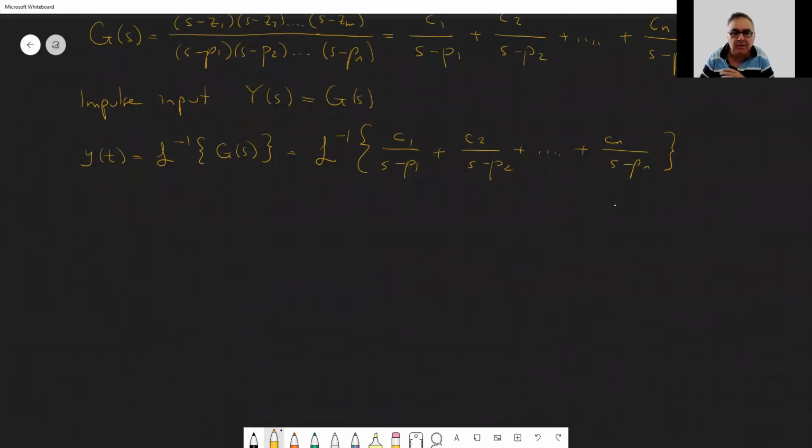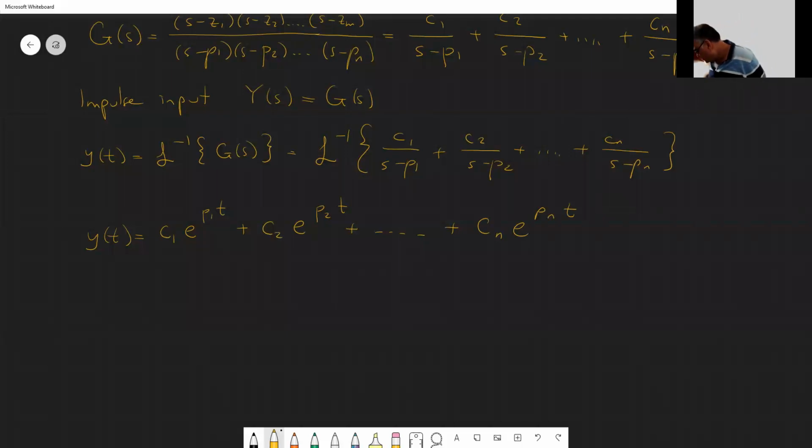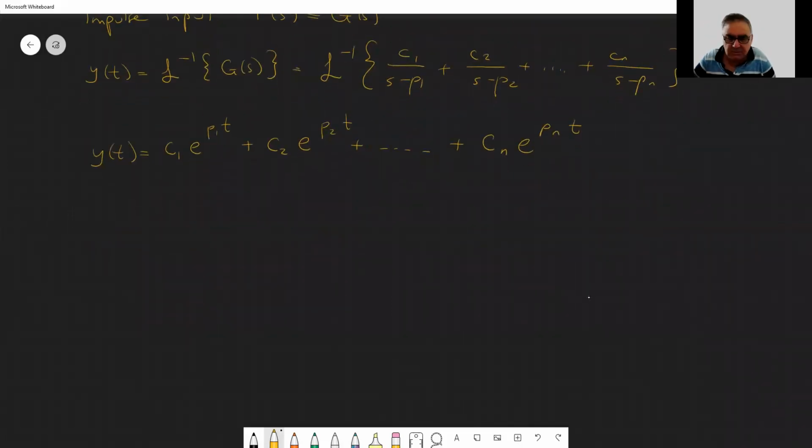Okay. What are these? These transforms are known actually. y(t) is simply C1 e^(p1 t) plus C2 e^(p2 t) plus ... plus Cn e^(pn t). Now this e^(pt) term is interesting.